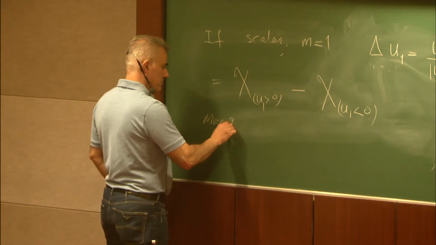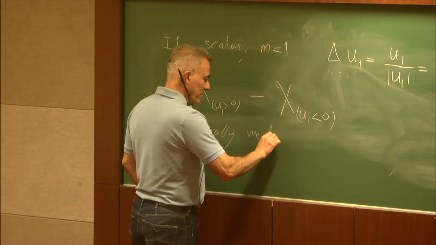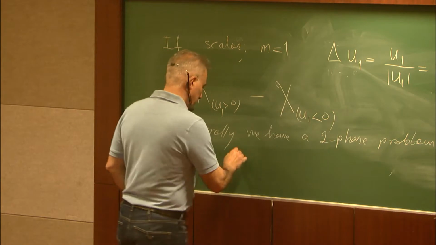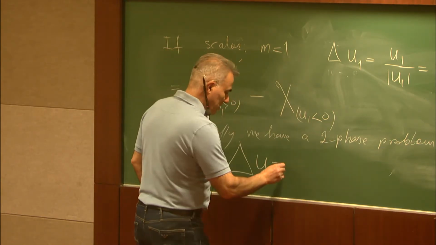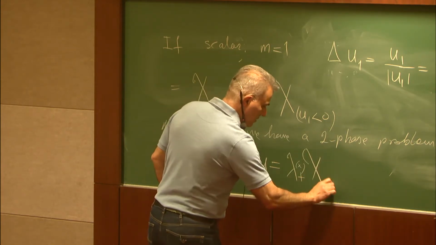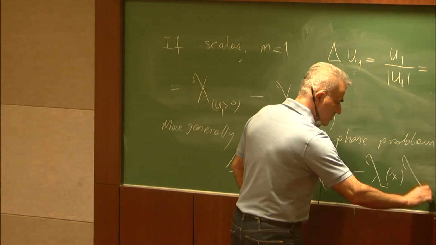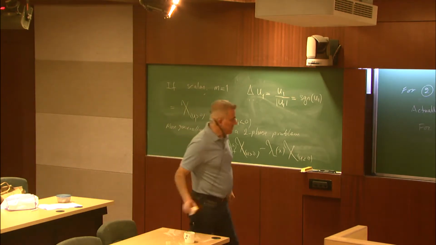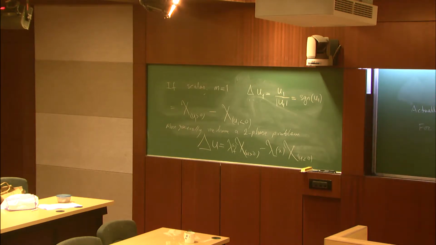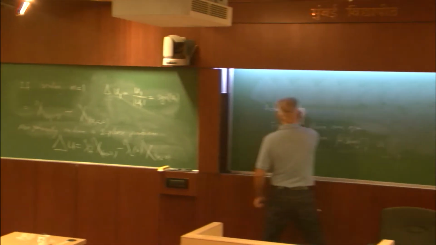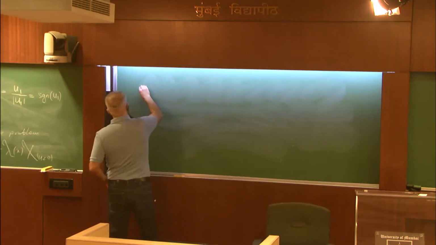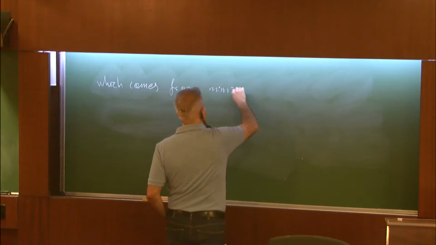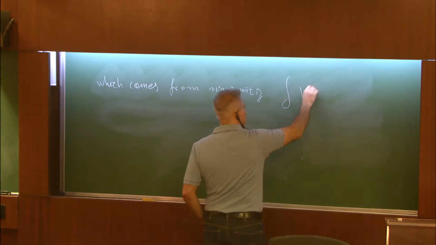So more generally, we have a two-phase problem, which is the Laplacian of a function u, not a vector, equals lambda plus times the characteristic function of u positive, minus lambda minus times the characteristic function of u negative. This can depend on x. And this comes from minimizing the following functional.